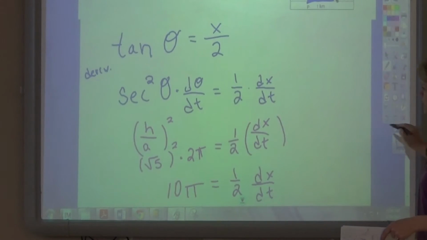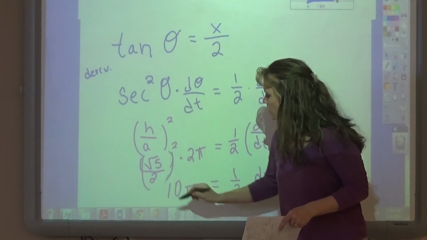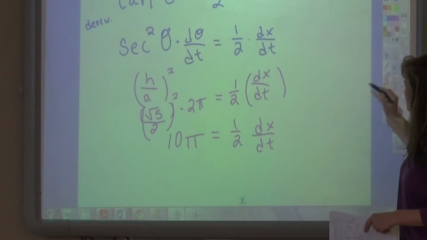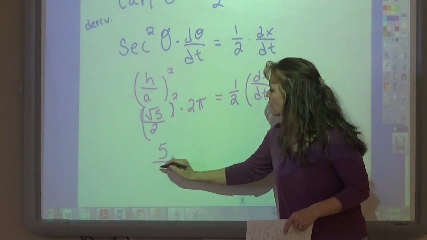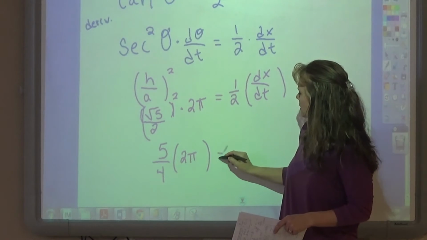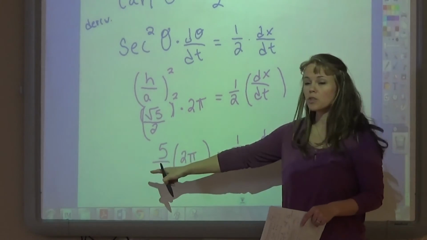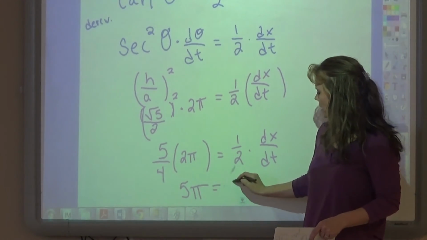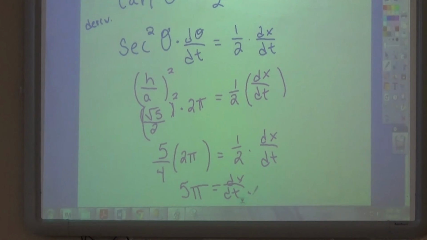Oh, I forgot my adjacent side. My adjacent side up here is 2. So this will be 5/4. 5/4 times 2 pi equals 1/2 dx dt. Multiply that 2 over to this side, and we'll just have 5 pi equaling our dx dt. So 5 pi should be your final answer, which is D.